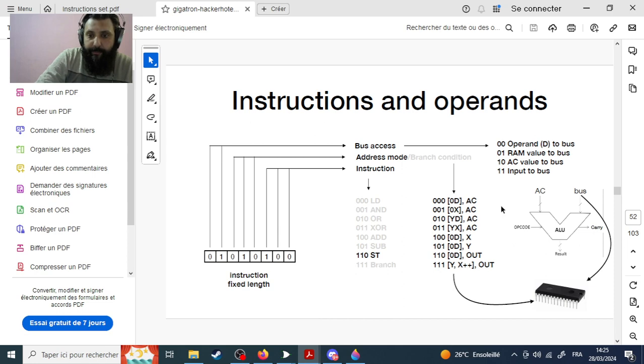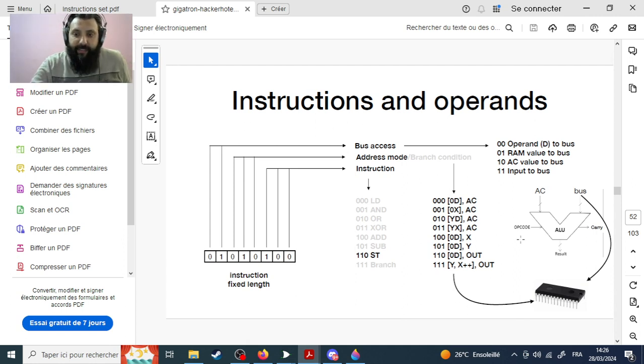Here it's explaining the addressing modes. In page 52, you can see the different addressing modes. You have, for instance, 0D, 0X, YD, YX, and YX plus plus. We have in total 8 different addressing modes. What is the addressing mode? We have to understand exactly what it is. The addressing mode is the way to construct the address to access data. This is very simple. We have different ways to construct the address to access data.